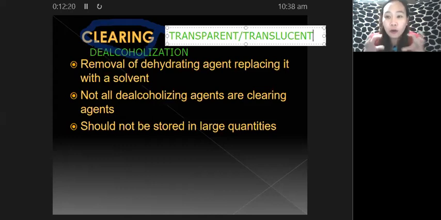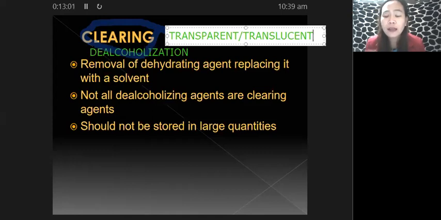Ulitin ko ha, so may I just emphasize it. The clearing process makes your tissue samples transparent or translucent. Why? Because you have to overcome the opacity that is present in your tissue samples. Okay, so the opacity that is present in your tissue sample will prevent your tissue sample from being penetrated by the beam of light that is needed in light microscopy.